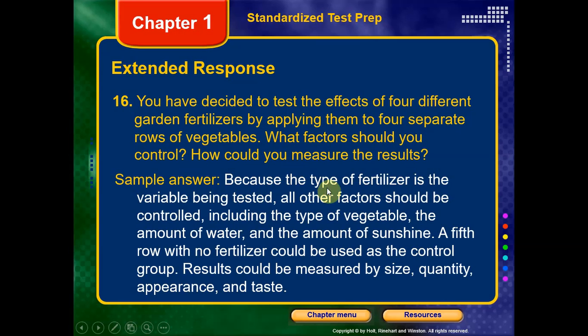Because the type of fertilizer is the variable being tested, all other factors should be controlled. As I told you before, when you test one variable, you must remove the other variables by making them fixed or constant, including the type of vegetable, the amount of water, and the amount of sunshine. A 5th row with no fertilizer could be used as the control group. Results could be measured by size, quantity, appearance, and taste.